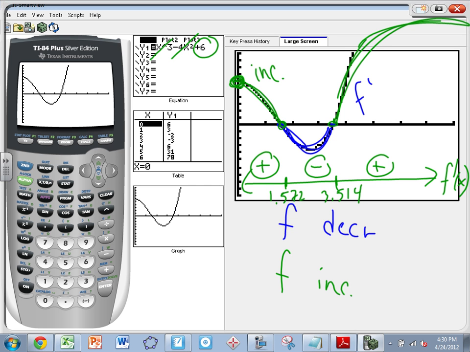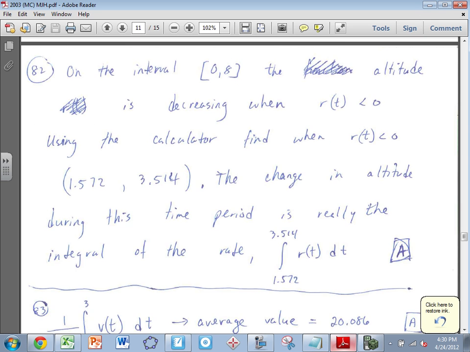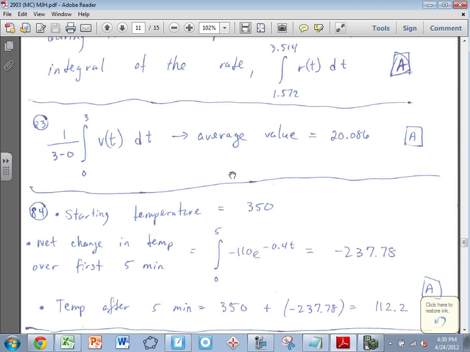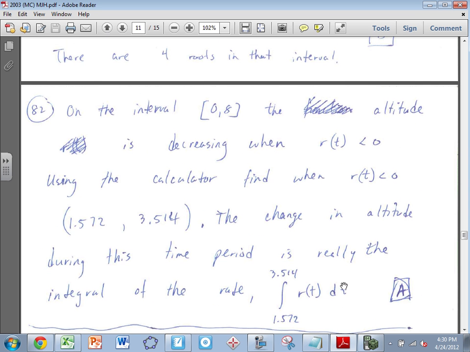83. All right, so 83 asks us. 83, I'm not going to put the answer up yet, because I know we're all going to see it. It tells us the velocity in feet per second of a particle moving along the x-axis is given by the following function. What is the average velocity? How do you find the average value of a function, guys?